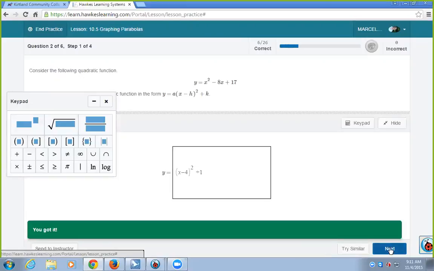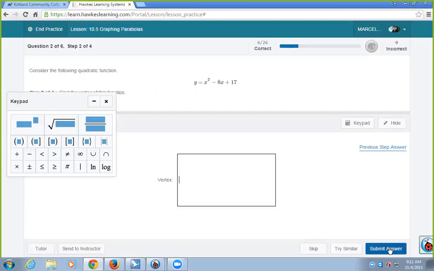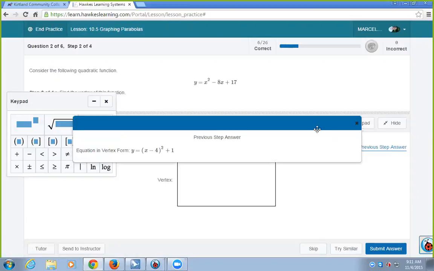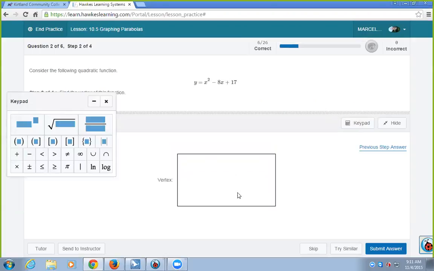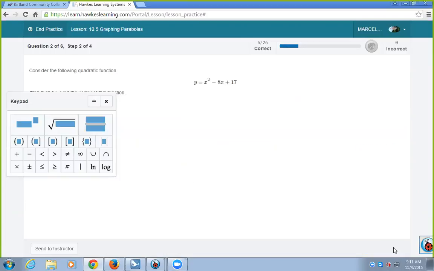Okay. And now it wants the vertex. So again, if you ever get where you don't have that written down, you can go back over here to your previous step and it will pull up what your answer previously was. And so then you can go down here, got to close it first. And so I want my vertex. So shift, it's parenthesis, 4, comma 1. And we should be good.